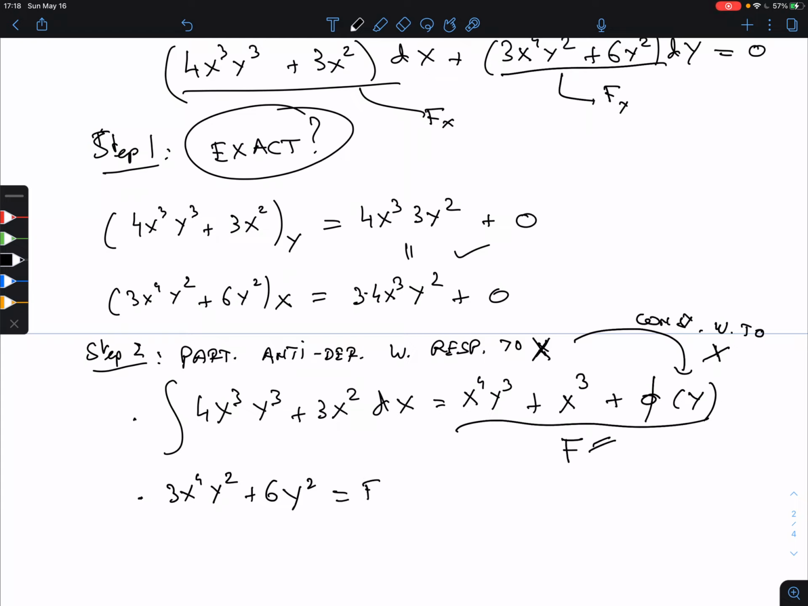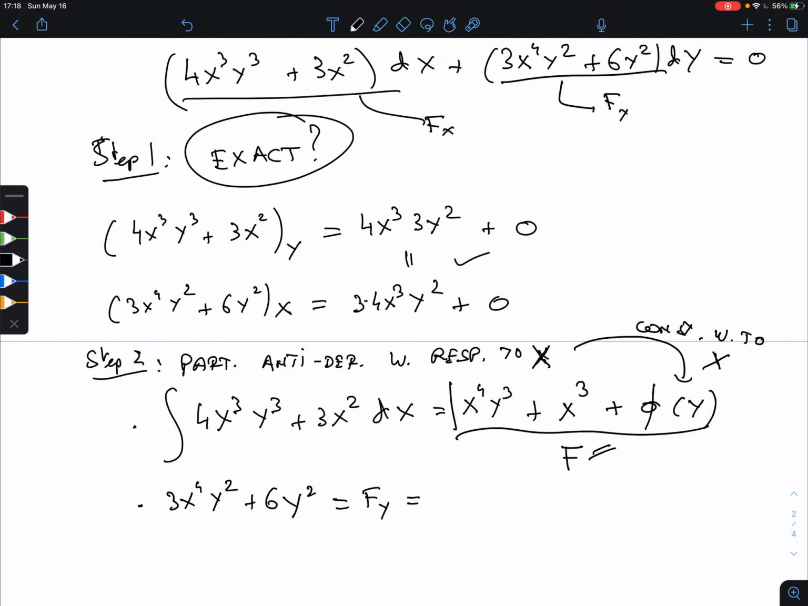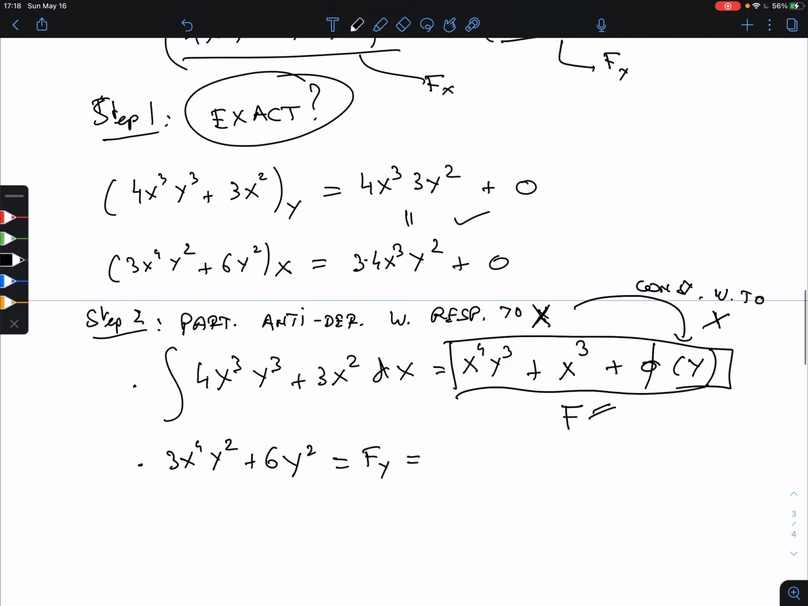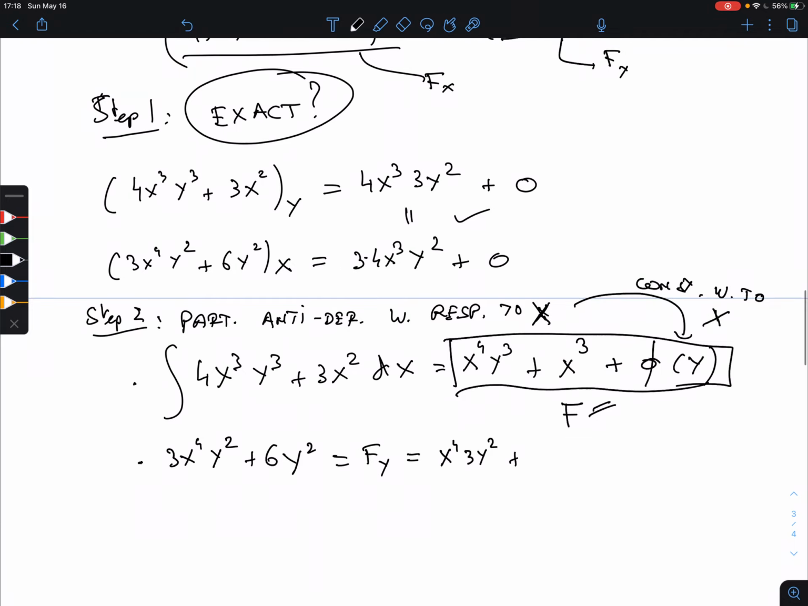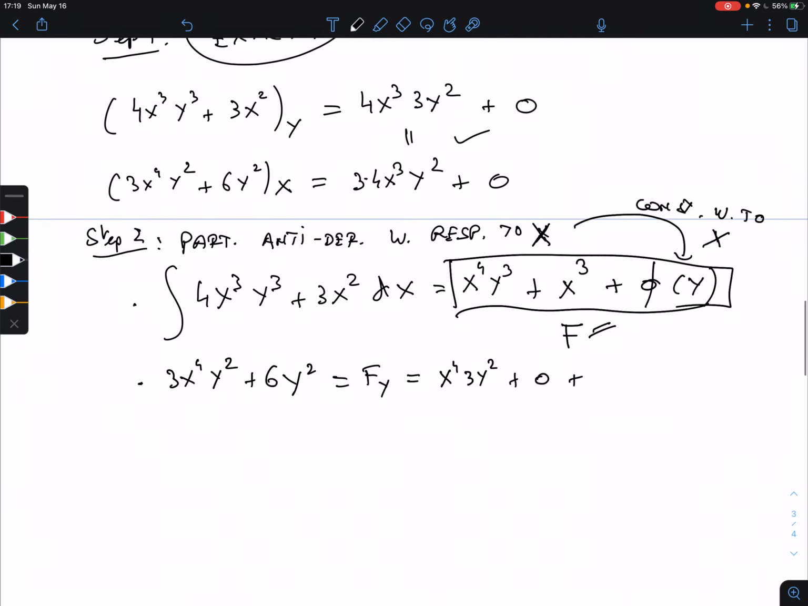That is f sub y, right? This is just writing down what I said there. I take the partial with respect to y of this function. So now y is the variable, so x to the fourth is just a constant, so I get x to the fourth times 3y squared. What is the derivative of x cubed? 0, because I'm taking derivatives with respect to y. So that is 0. What is the derivative of phi with respect to y? I don't know. Well, if you don't know, write phi prime.